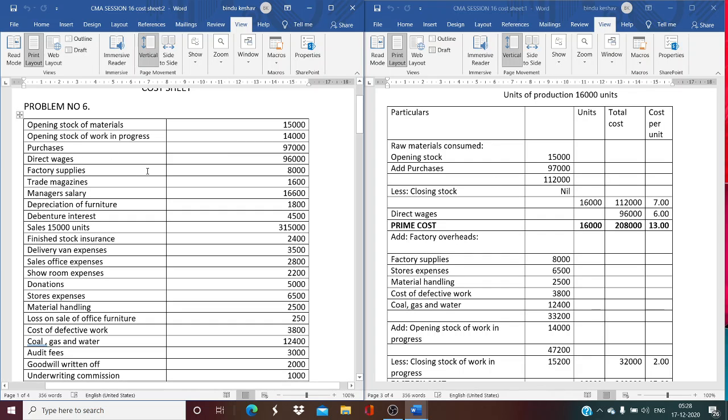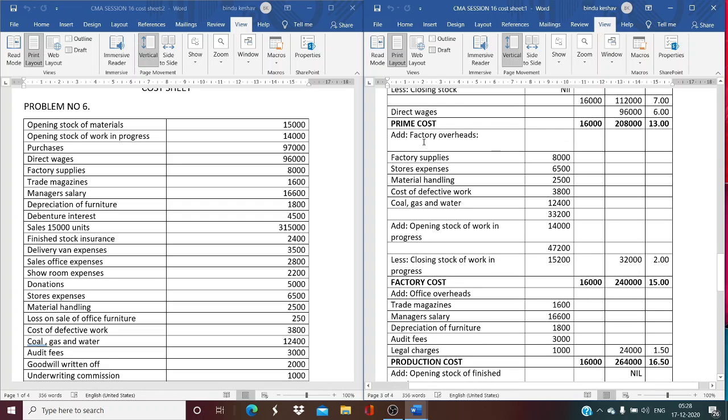Direct wages are 96,000. So we write here the total cost 96,000 and the cost per unit is 6 rupees. Direct expenses information is not given, so only these two items are here, direct materials and direct wages. Add these two items, 1,12,000 and 96,000. So the prime cost is 2,08,000. 2,08,000 divided by 16,000, the cost per unit is 13.